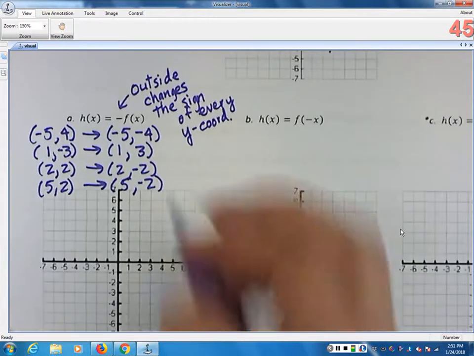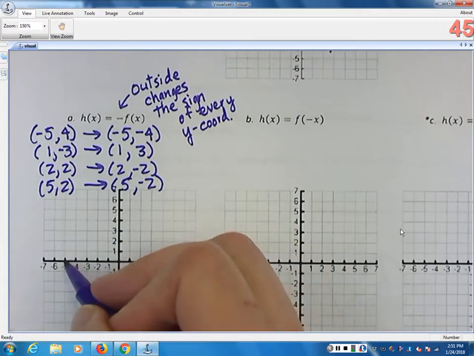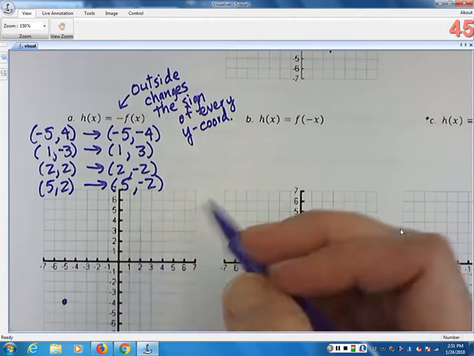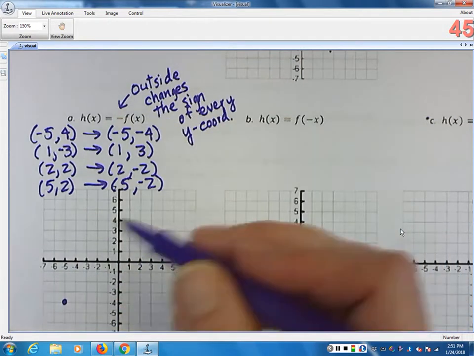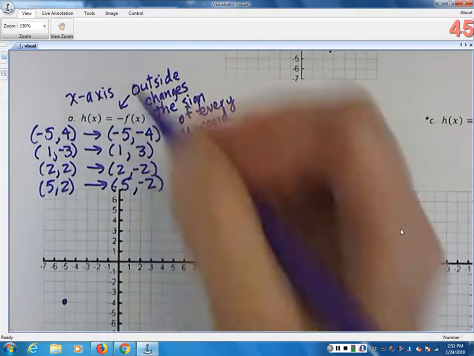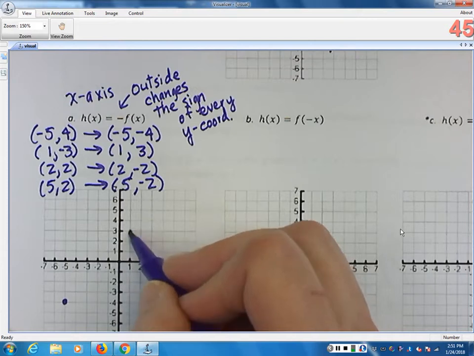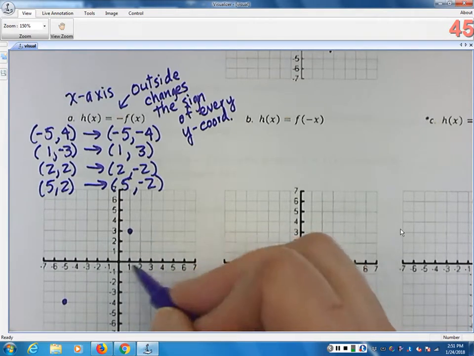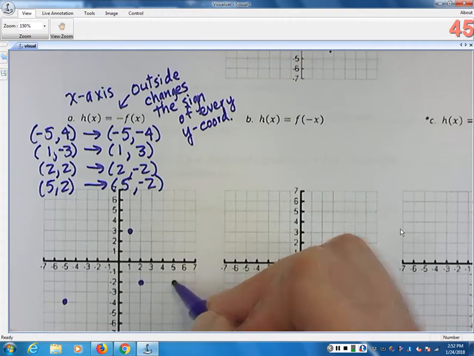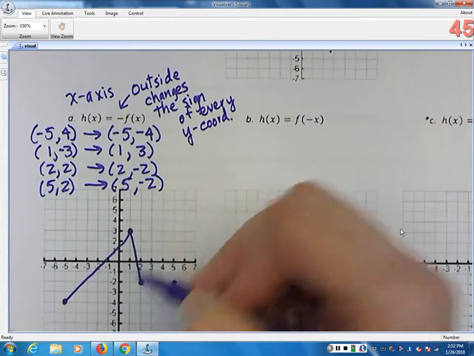Now I can draw these dots and connect the dots. Minus 5, negative 4, and see if it makes sense. That's reflection about the x-axis. (1, 3), (2, -2), (5, -2). So each of these was just connected with a straight line.